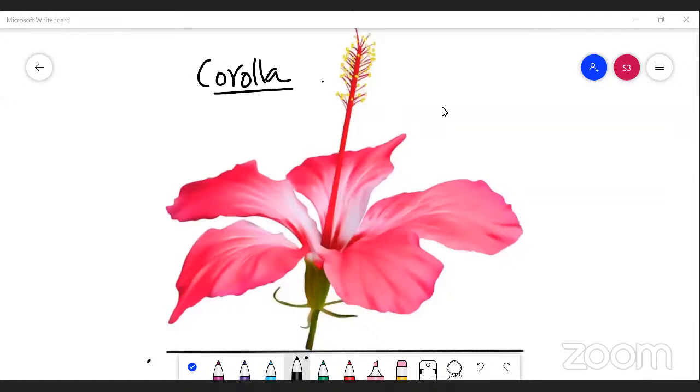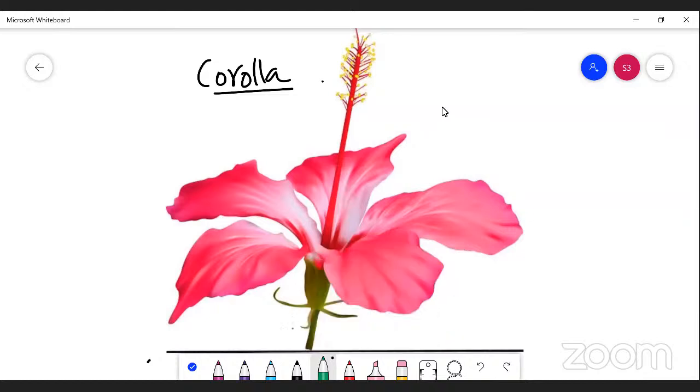First of all, let me take the corolla. What is the corolla? Corolla is nothing but a number of petals in a flower. It is called a corolla. The picture in which you see the arrangement of petals, which is the most attractive part of the flower, that is called a corolla, right?